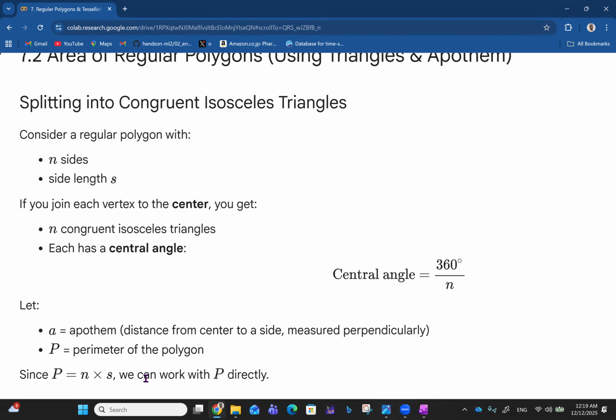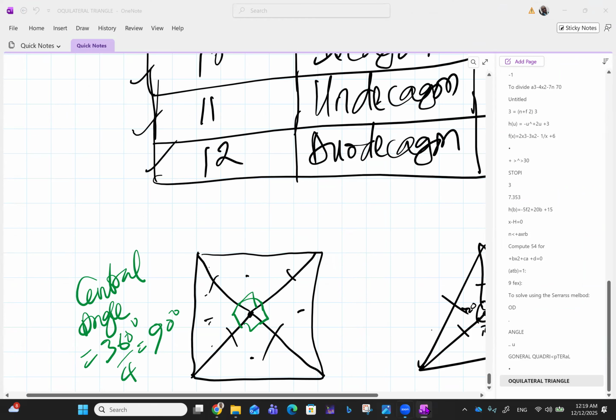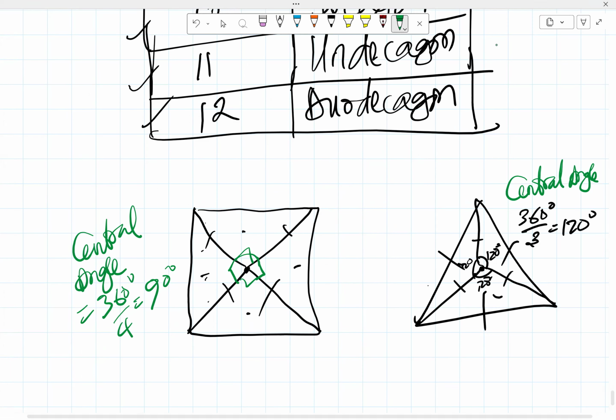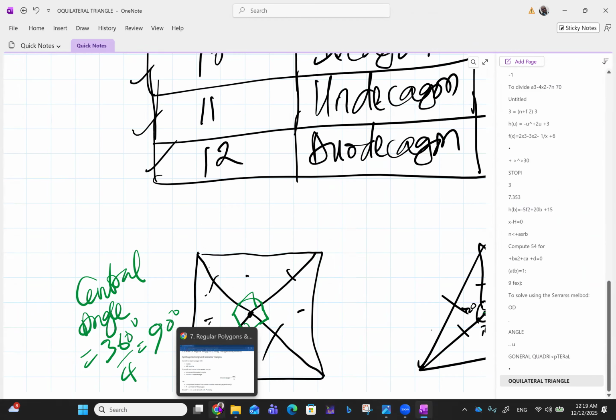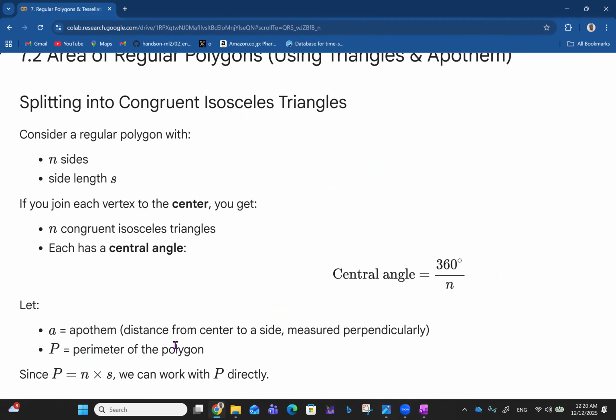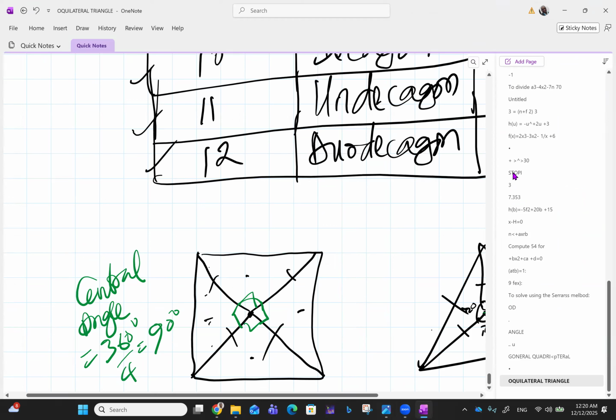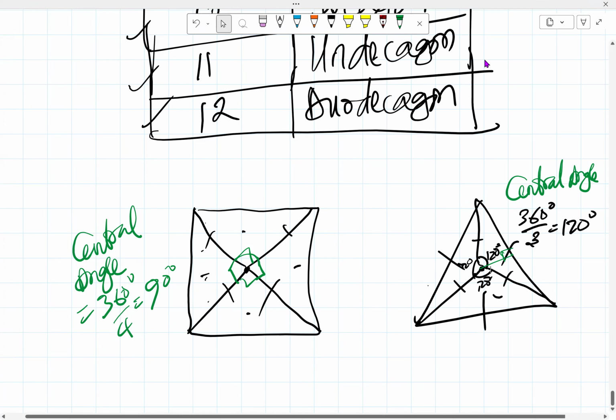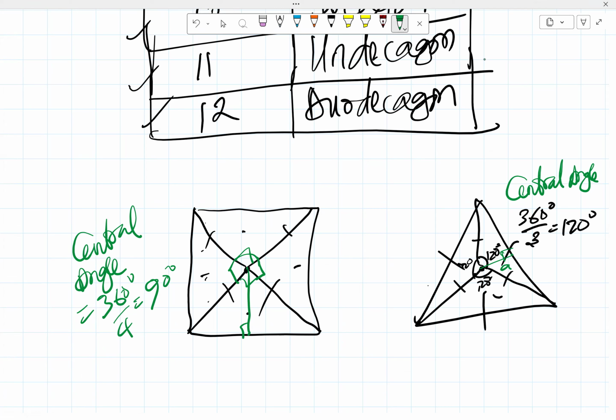A is called the apothem. The apothem is the distance from the center to a side, measured perpendicularly. So this is our apothem, called A, and it is perpendicular to the line it's touching. That is the apothem. In this case too, you can draw it this way, and it is perpendicular. So that is A.